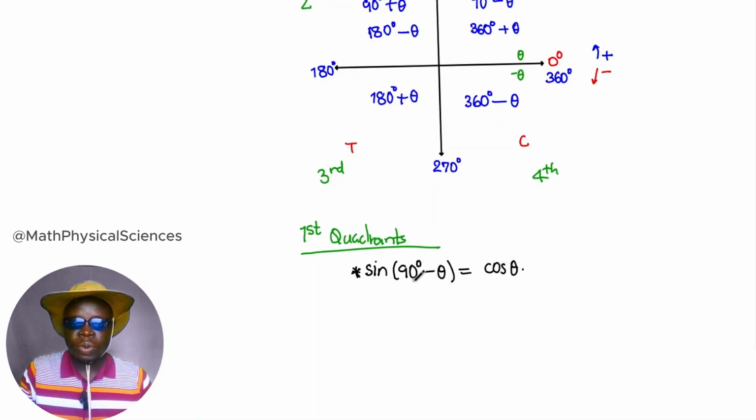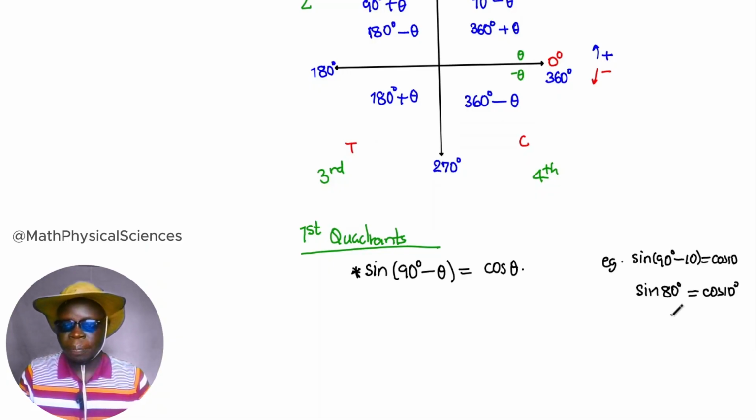Now I can simply illustrate this. When I have sine of an angle, 90 degrees minus, say, 10, this will be equivalent to, as we said here, cos theta, and we have here cos of this angle, 10. Now when we subtract 10 away from 90, we get 80. Therefore, sine of an angle 80 degrees is equivalent to cos of that same angle 10.